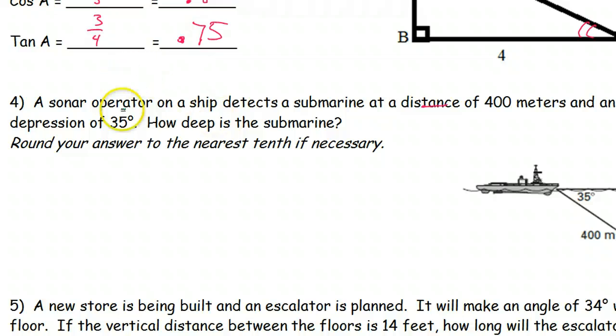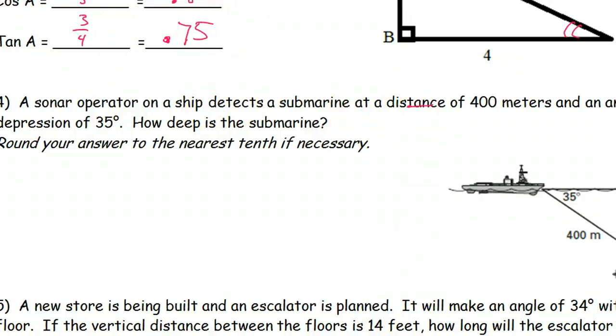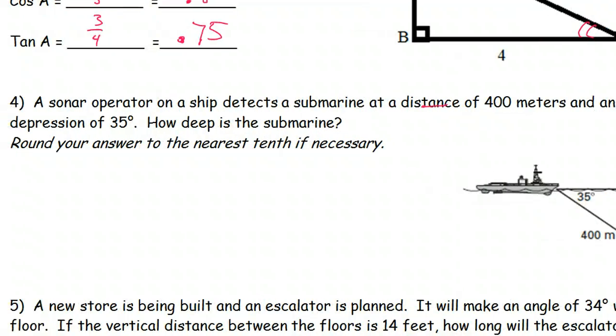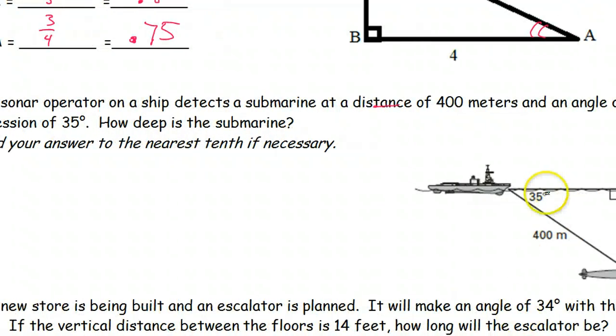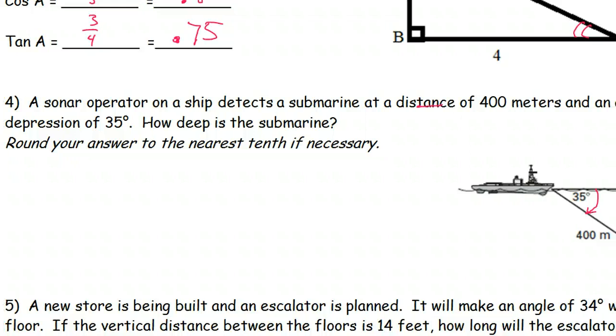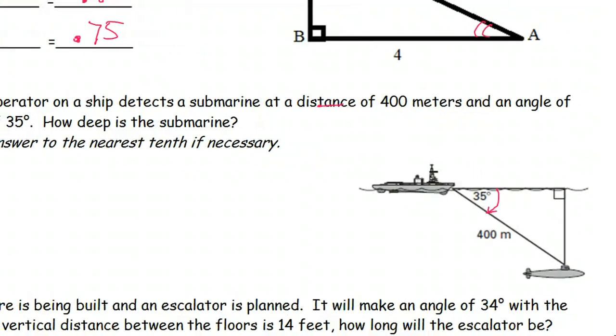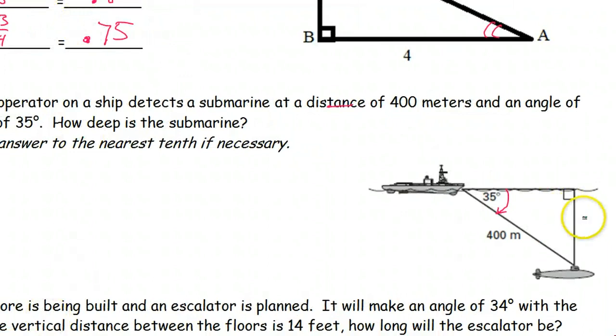The sonar operator on a ship detects a submarine a distance of 400 meters at an angle of depression of 35 degrees. Okay, angle of depression, the angle that he's looking down, 35 degrees, 400 meters. Okay, great. How deep is the submarine? That's a great question. We're talking about this distance right here is the depth of the submarine.